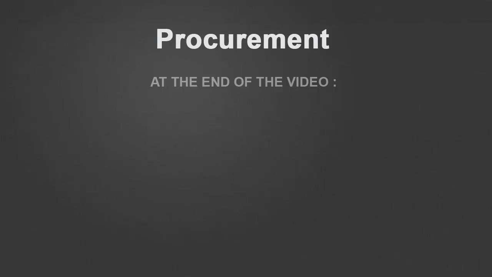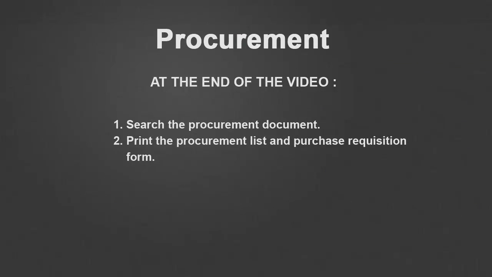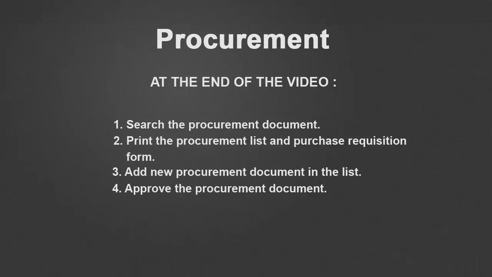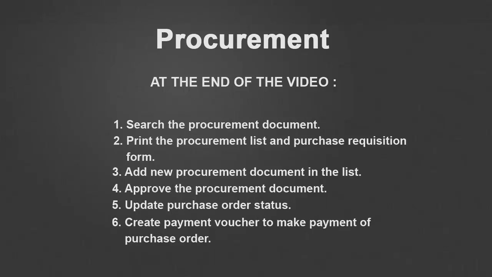Procurement. At the end of the video, you are able to: first, search the procurement document. Second, print the procurement list and purchase requisition form. Third, add new procurement document into the list. Fourth, approve the procurement document. Fifth, update purchase order status. Sixth, create payment voucher to make payment of purchase order.